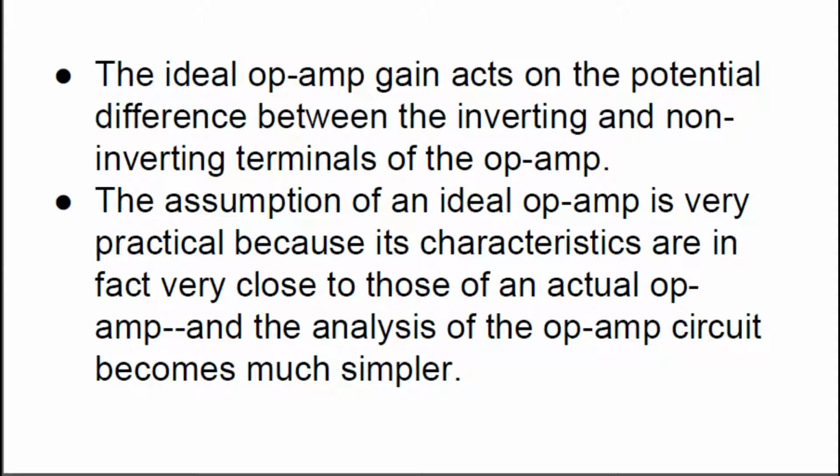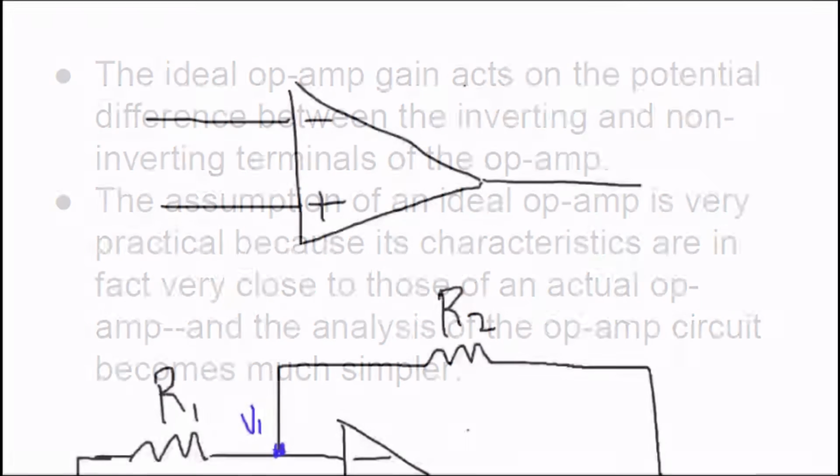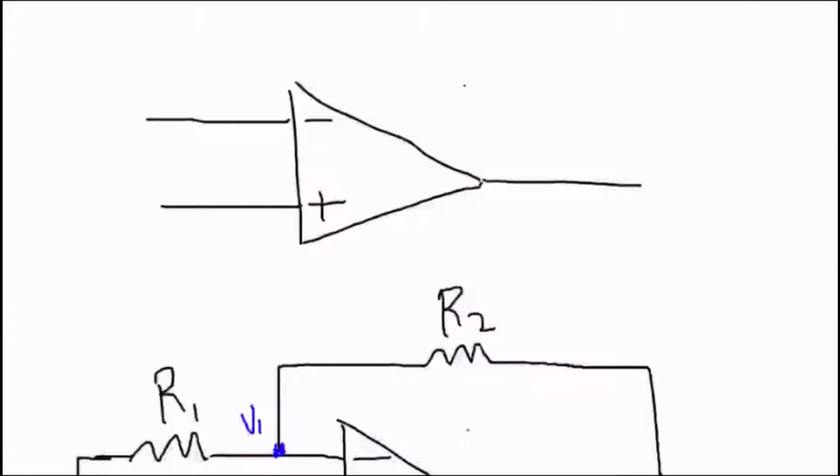So we can use these assumptions to make the circuit analysis a lot easier, and the calculations become a lot more simple as well. Now, the top bullet point on that slide, I want to look a little bit more at: the ideal op amp gain acts on the potential difference between the inverting and non-inverting terminals of the op amp. Let's take a look on our whiteboard at what the inverting and non-inverting terminals are.